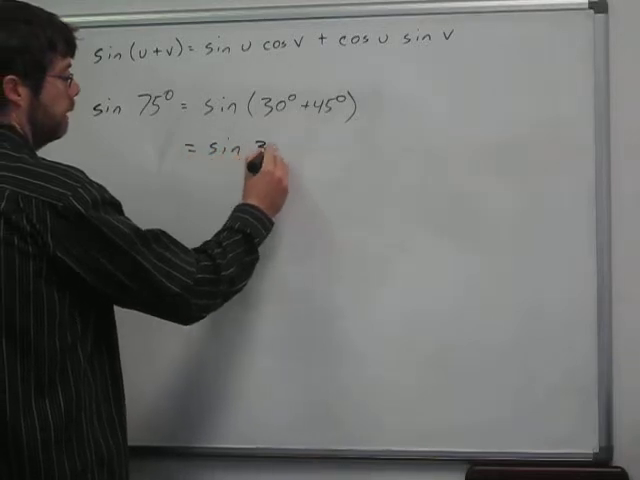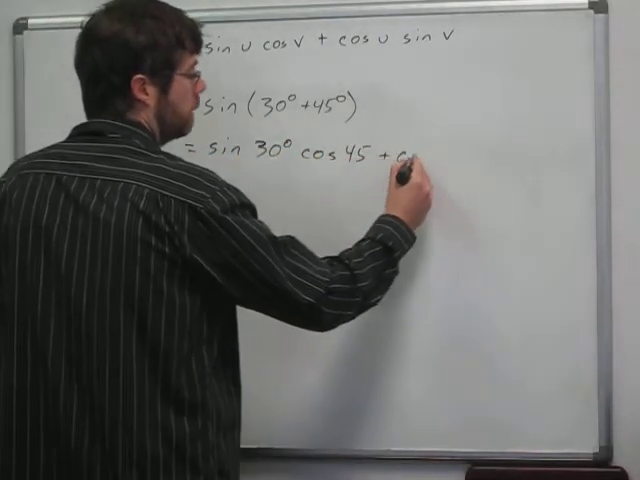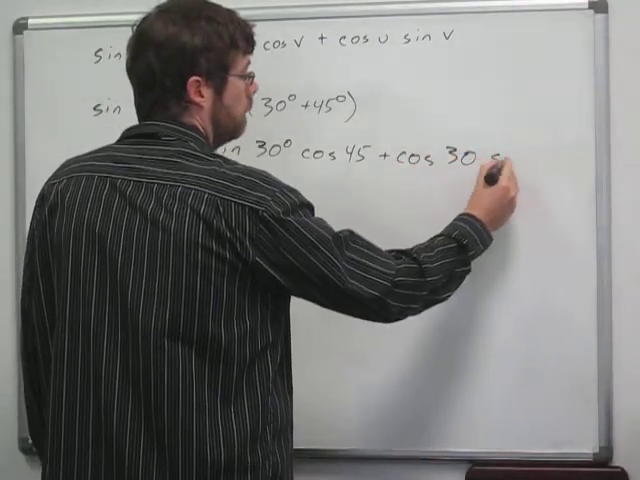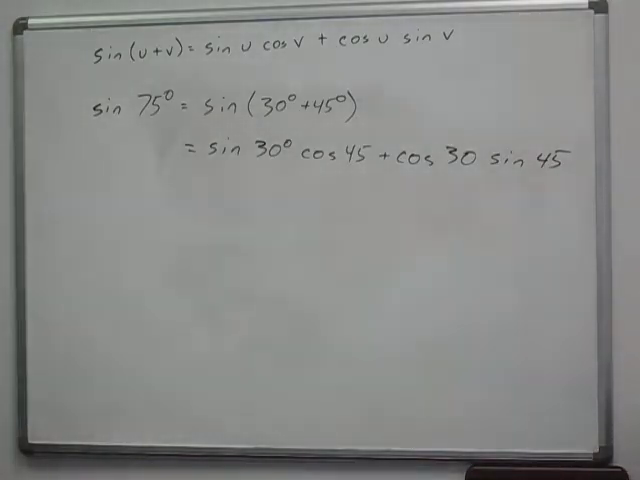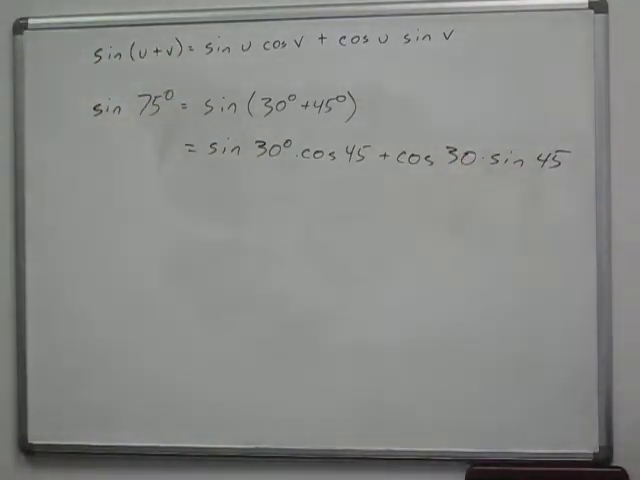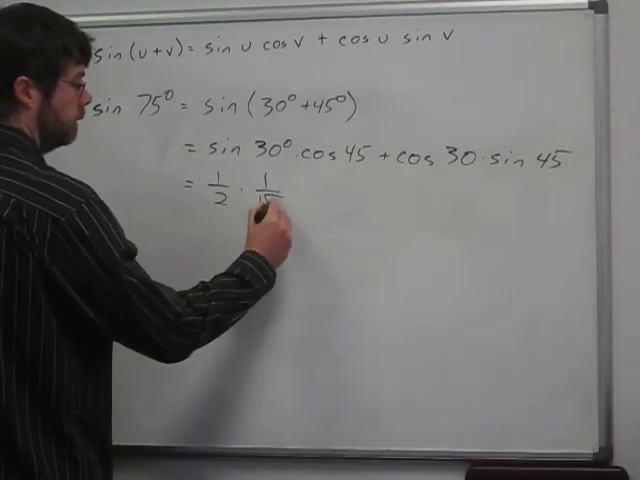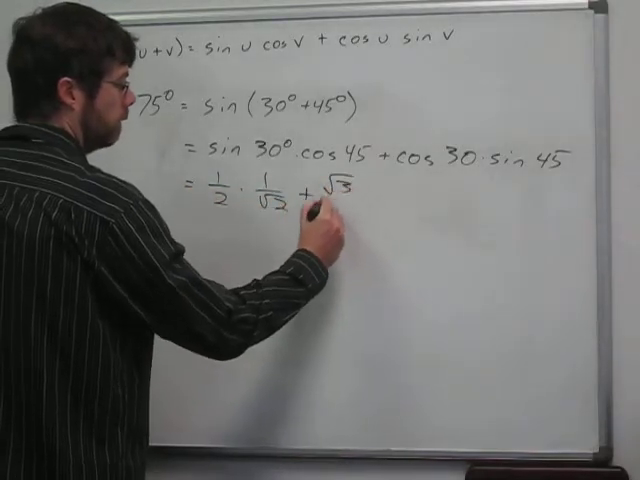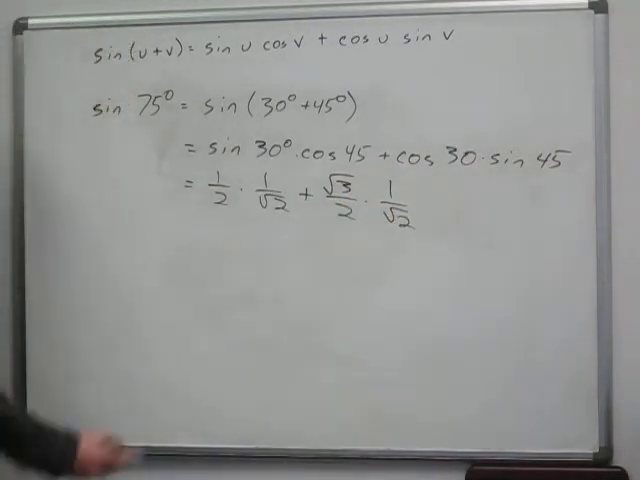This will be the sine of 30 times the cosine of 45 plus the cosine of 30 times the sine of 45. These are all values that I know exactly from the special angles on the unit circle. We have 1/2 times 1 over radical 2 plus radical 3 over 2 times 1 over radical 2.